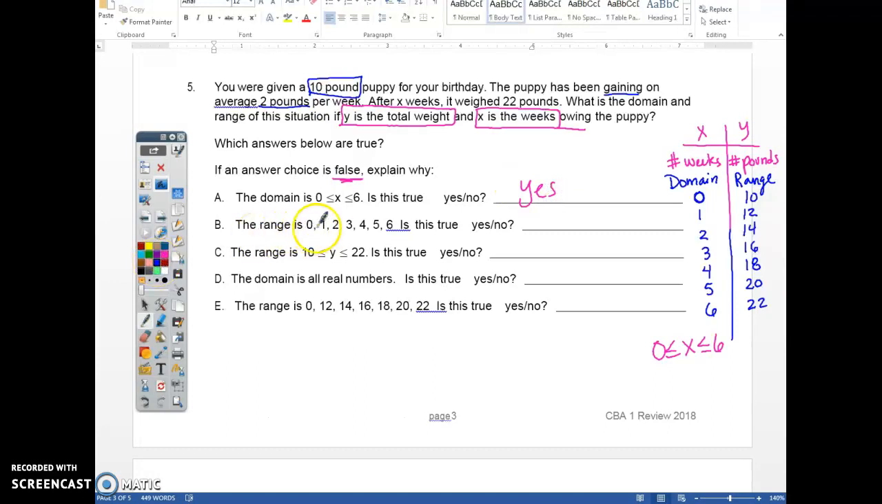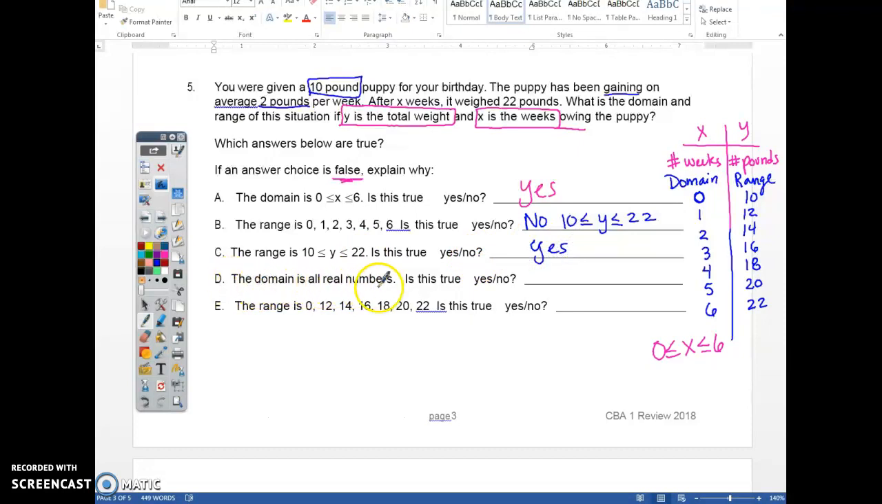B, is the range 0, 1, 2, 3, 4, 5, 6? No, that's not true. No, it's from 10 to 22. And it can be in between because puppies can weigh 0.5 pounds, 0.8 pounds, like that, in between numbers. Letter C, it says that the range is 10 to 22. Yes or no? Yes.